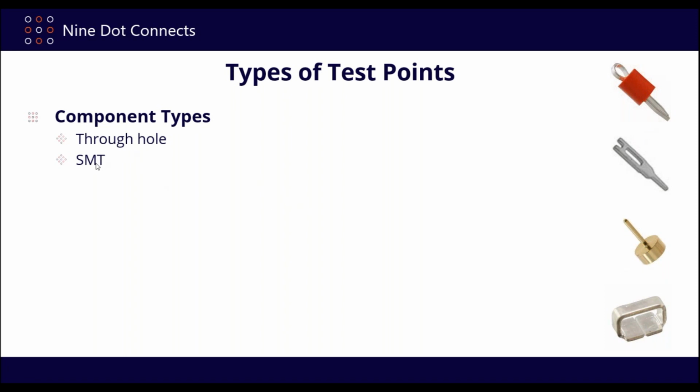So you have through hole and you have surface mount. You can see those examples here. These two here are surface mount. These two are through hole. Let's talk about some of the advantages that we have. These are really, really useful for prototype testing and for debug as well.